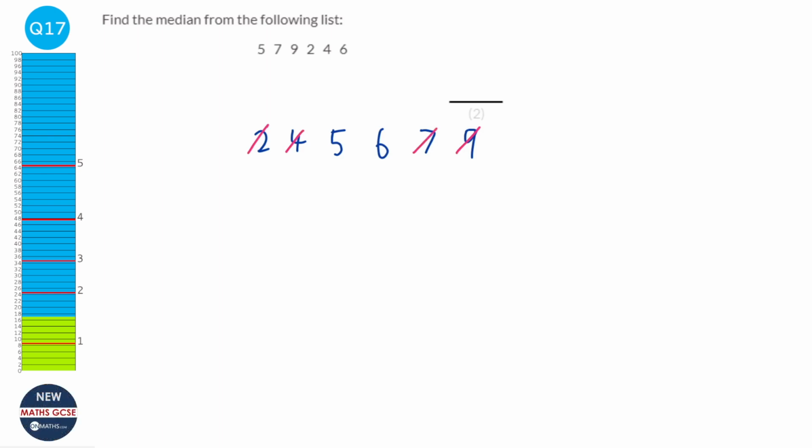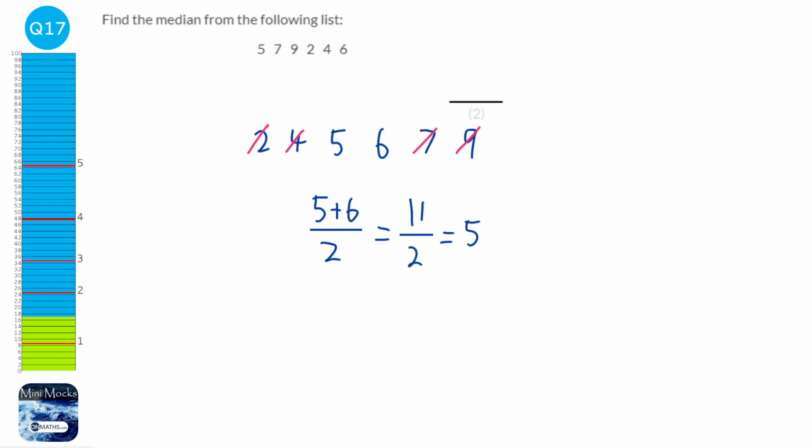Now, you see here that I can't cross out the smallest and largest because that will leave no numbers at all. So when you're left with 2 in the middle, all you need to do is add them together and divide by 2. So 5 plus 6 is 11, and 11 divided by 2 is 5.5. And if you look, 5.5 is exactly halfway between 5 and 6.